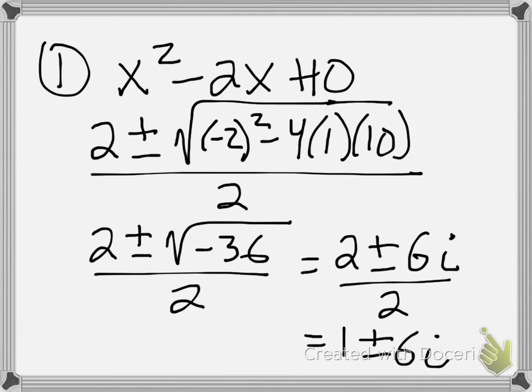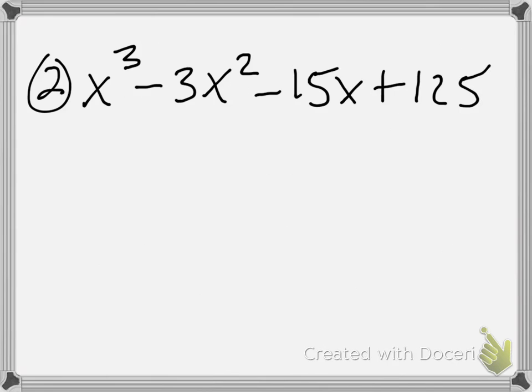So for number 1, your solutions to this one, I'll put them up here, should be -2, +3, and then 1 plus or minus 6i. Some students will write those out separately to show the 4 solutions. A lot of times, if they're the same, people just put plus or minus. Okay, so moving on to number 2.